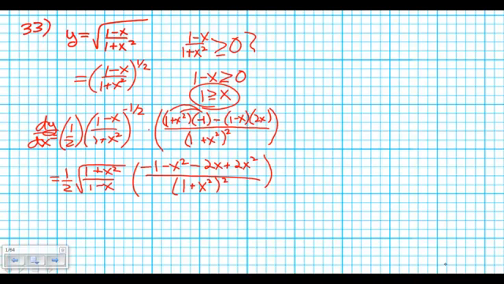Cleaning this up, I've got a 1/2. I've got the square root of 1 plus x squared over 1 minus x. And I've got 2x squared. No, not 2x squared, just 1x squared, because there's a negative x there. x squared minus 2x all over.